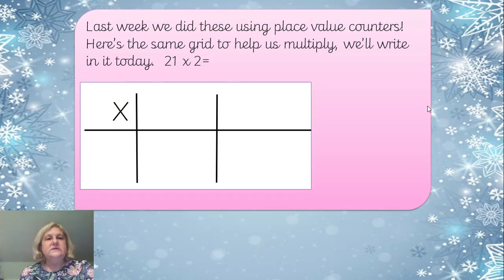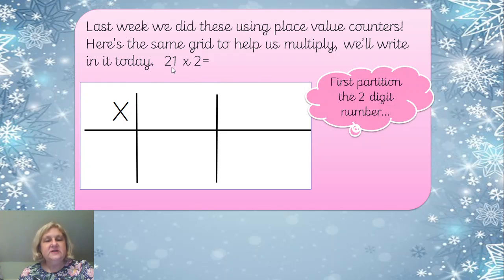So the way that we're going to do it today, we're going to have a look at the grids. These shouldn't be new to you because we used these last week doing some multiplication, and we used place value counters. It's the same place value grid, and it will help us to multiply larger numbers because we're in year 3 now. We move on to 2-digit numbers multiplied by a 1-digit number, getting you ready for much higher numbers in year 3 and above.